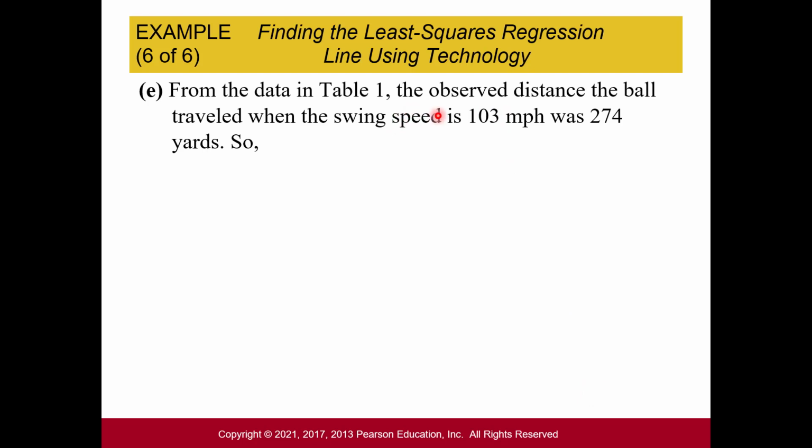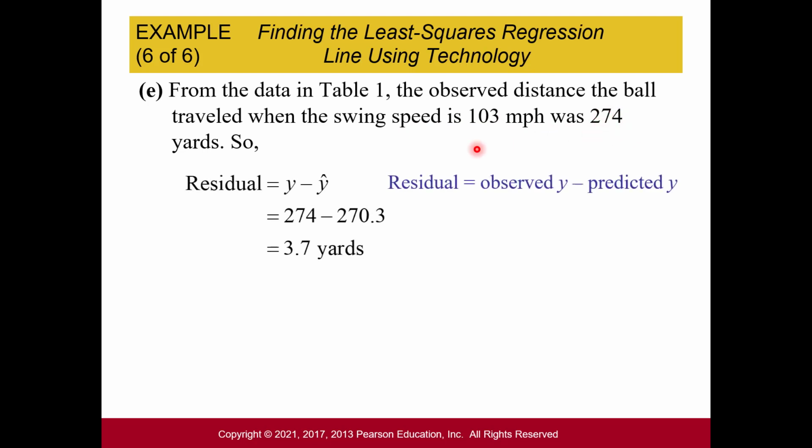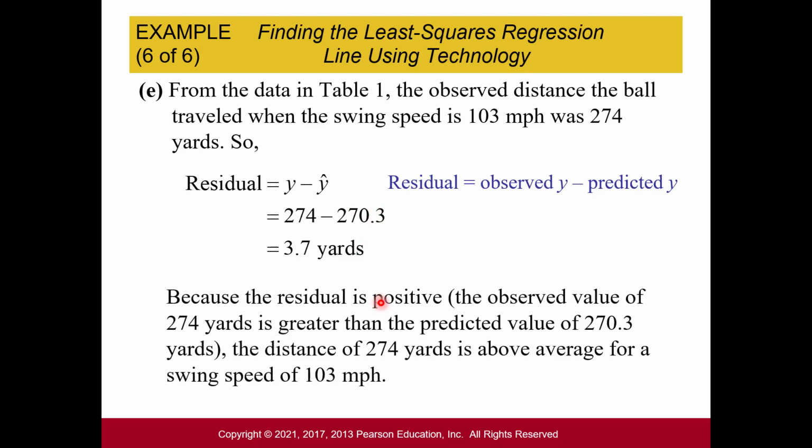Now, from our table, the observed distance the ball traveled when it was hit at 103 miles per hour was actually 274 yards, excuse me. So the residual, remember, is the difference between the observed value and our predicted value. So the residual is 3.7 yards. And because this number is positive, the observed value is greater than the predicted value, we can say that the distance of 274 yards is above average for a swing speed of 103 miles per hour.